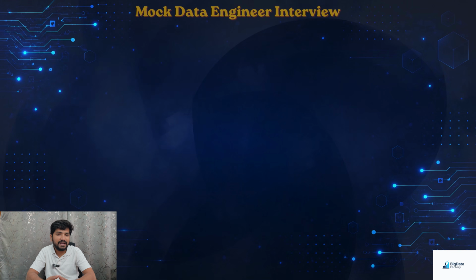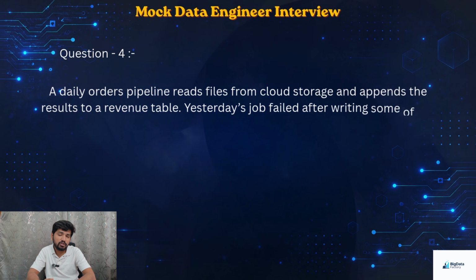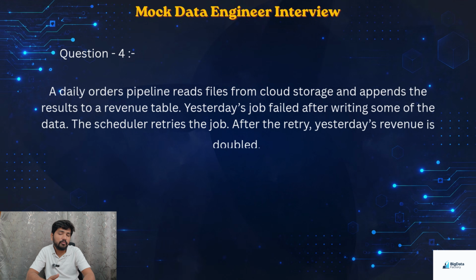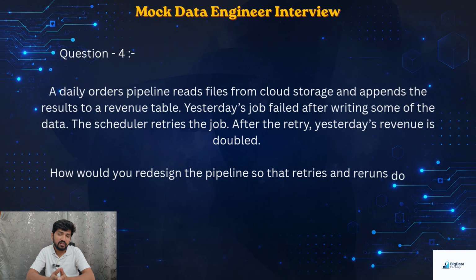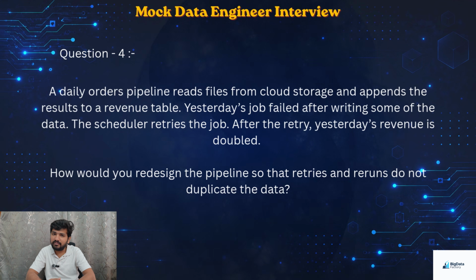Question 4. A daily orders pipeline reads files from cloud storage and appends the results to a revenue table. Yesterday's job failed after writing some of the data. The scheduler retries the job. After the retry, yesterday's revenue is doubled. Now the question is, how would you redesign the pipeline so that retries and reruns do not create duplicate data? Also explain how you would support late files and historical backfills. Pause here and design your answer.